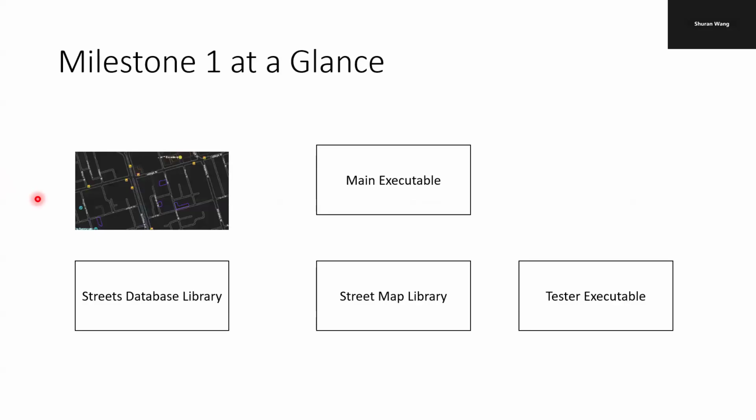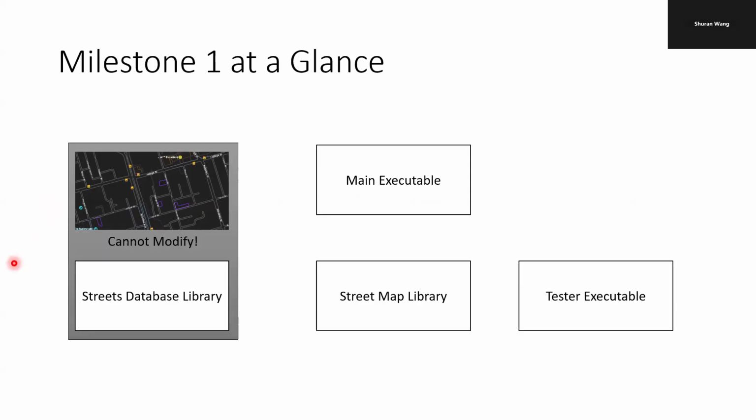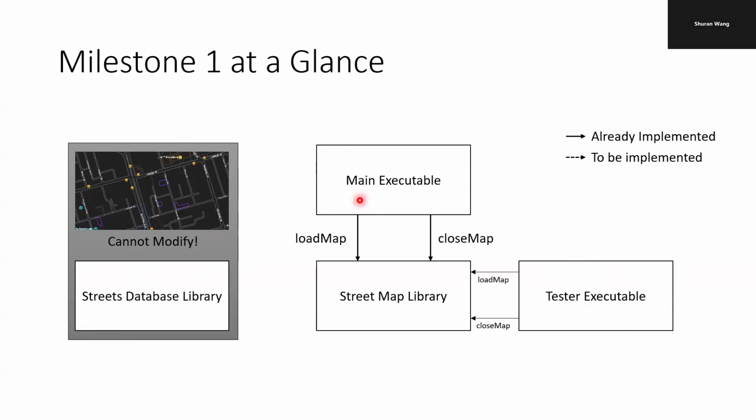Your milestone 1 from the top level should look like this. You have the read-only streets database library. This library is the API that allows you to access data about the map. You have the main executable that's run whenever you run your program. And there's the tester executable that's your auto tester. You can use the auto tester to test the functionality and performance of your code. Both the main executable and the tester executable are already implemented.